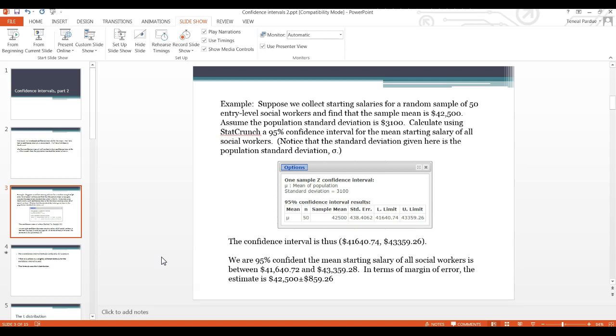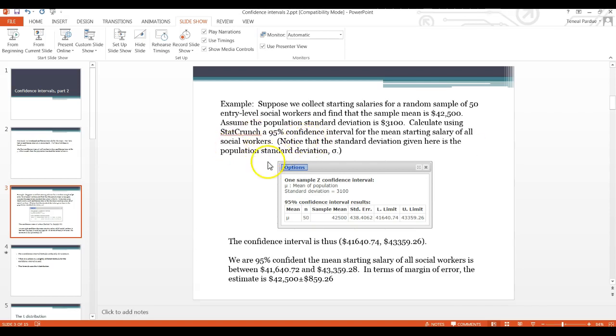And I'll let you read this, but basically, we want to do a 95% confidence interval for the mean starting salary of all social workers. I want to point out to you here that this says assume the population standard deviation is $3,100. This right here is what makes it a Z confidence interval for the mean, as opposed to the next one we're going to do in just a minute.